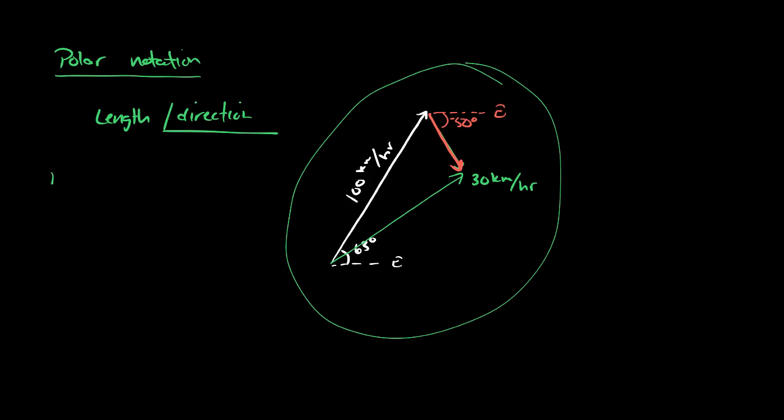This is compared with rectangular notation. Rectangular notation gives you two components, an x and a y. It's just two different ways of writing a vector.